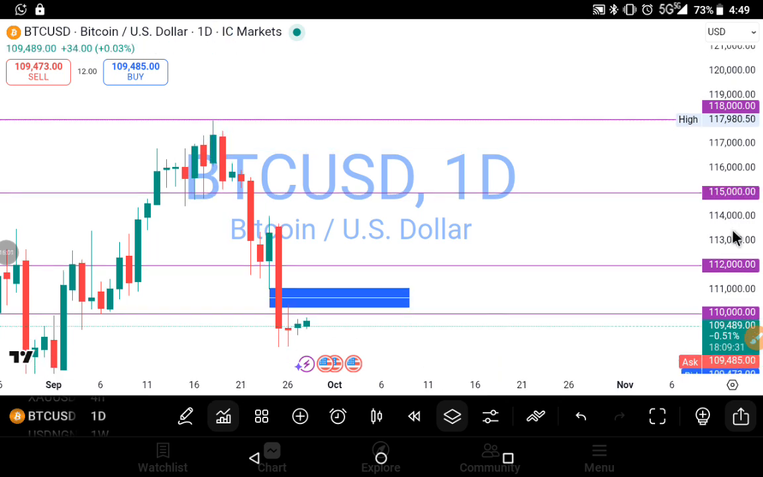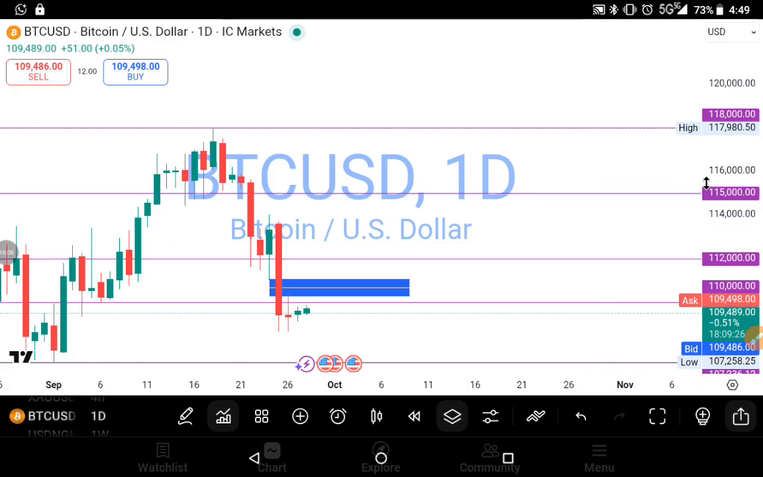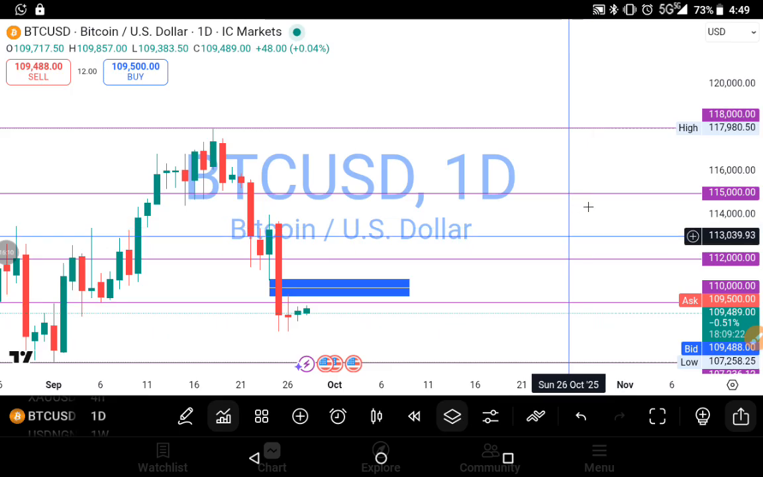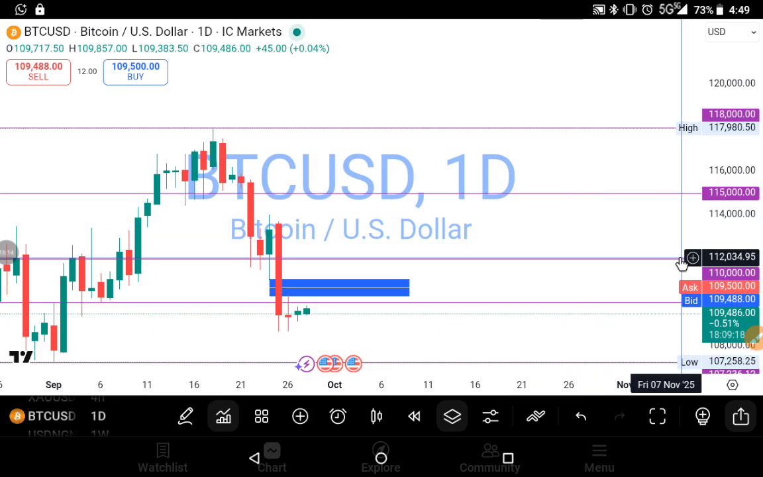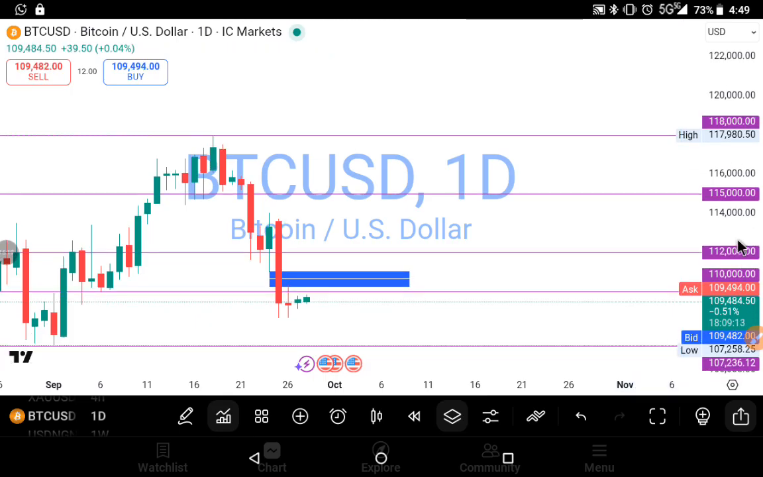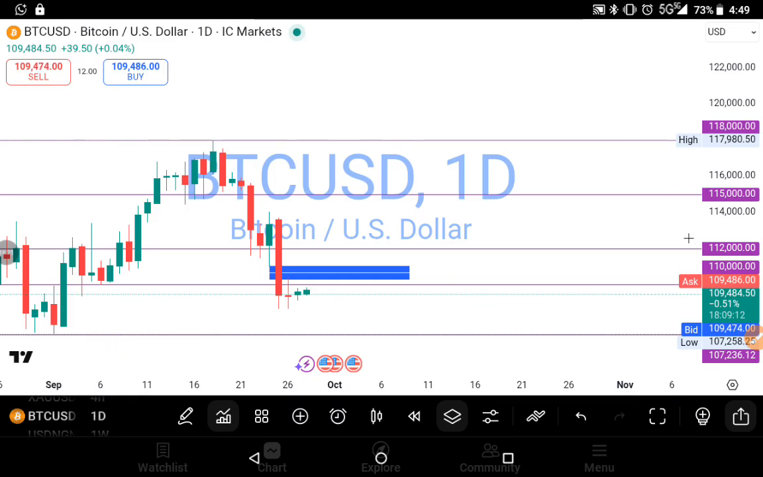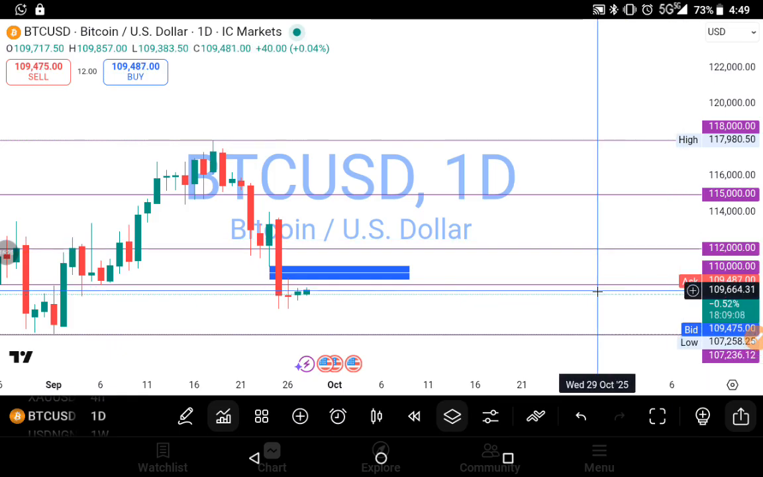So it was as simple as, if the market price was above 115,000, I'll be expecting 118,000. If the market price is below 115,000, I'm expecting 112,000, which has been taken. Now the market price is below 112,000, it has visited 110,000, and as of 2 weeks ago, I was interested in 112,000, which has been taken.